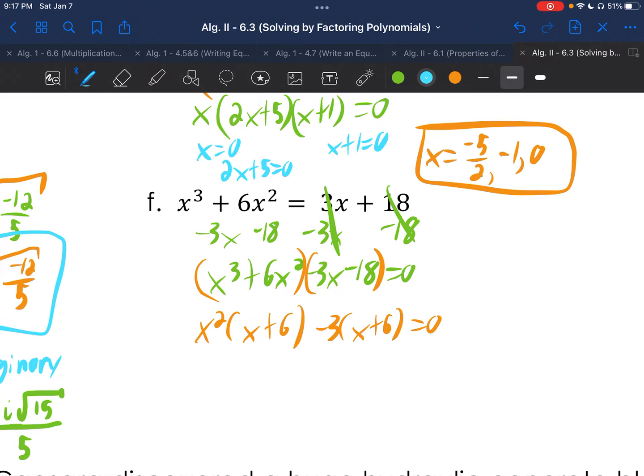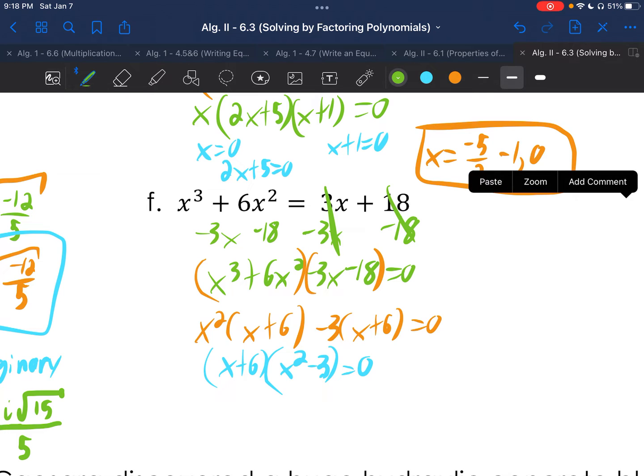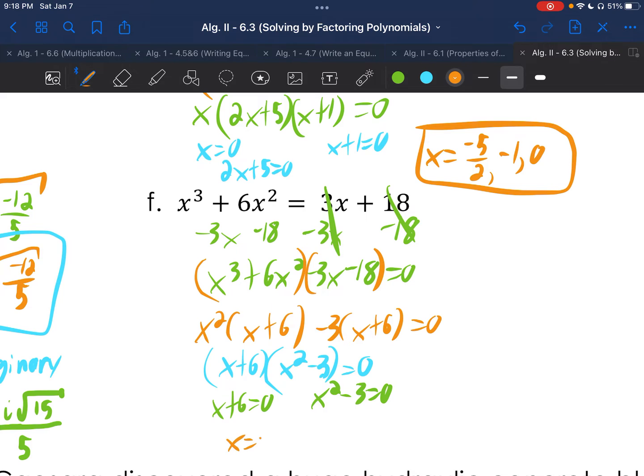Those are the same, so we put that in front. The leftovers is x squared minus 3. The second one cannot be factored any further because 3 is not a perfect square. So we set each equal to 0 and solve. The first one results in x equals negative 6. The second one, we have to add 3 to both sides, and we get x squared equals 3.